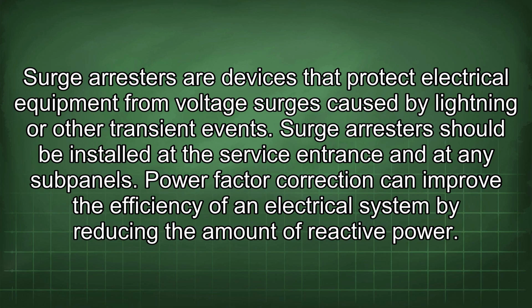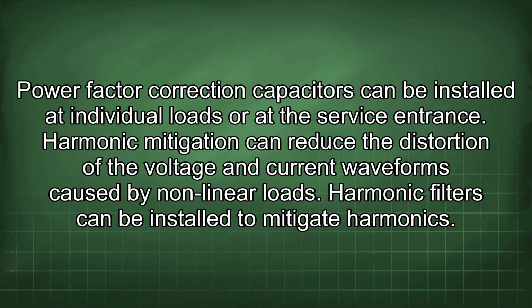Power factor correction can improve the efficiency of an electrical system by reducing the amount of reactive power. Power factor correction capacitors can be installed at individual loads or at the service entrance. Harmonic mitigation can reduce the distortion of the voltage and current waveforms caused by nonlinear loads. Harmonic filters can be installed to mitigate harmonics.